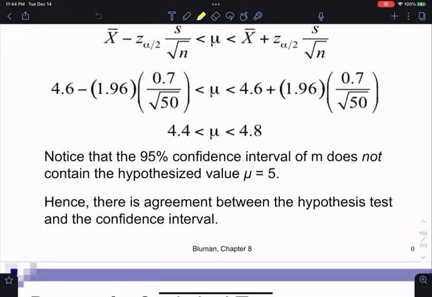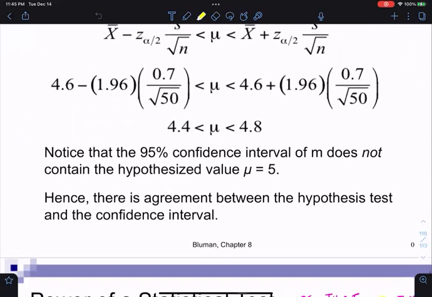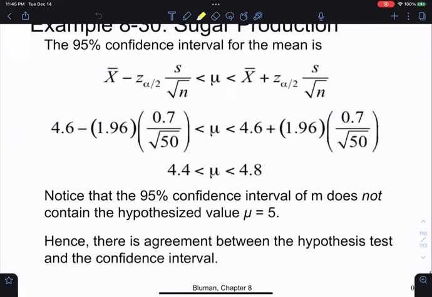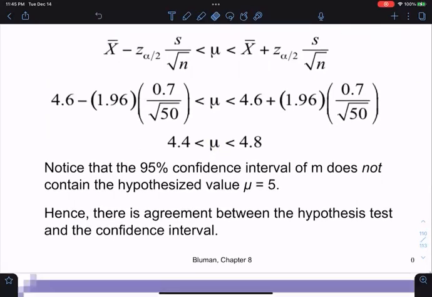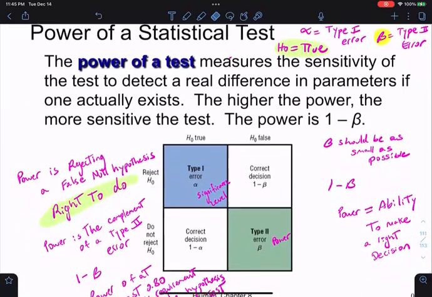Here they said, notice that the 95% confidence interval of μ does not contain the hypothesized value, because as we mentioned, there's a relationship between those two. Hence, there is an agreement between the hypothesis testing and the confidence interval. So if we reject the null, then that value should not be in this interval. And this is the last line.